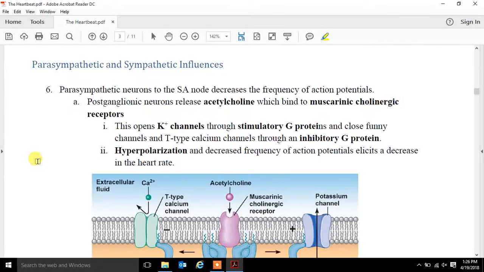One of the cornerstones of exercise physiology is that we can control heart rate through the parasympathetic and sympathetic innervation of the heart. Parasympathetic neurons innervate the SA node, and we know from previous classes that increases in parasympathetic nerve activity produce a decrease in heart rate. The way this happens is postganglionic neurons release acetylcholine, which binds to muscarinic cholinergic receptors.